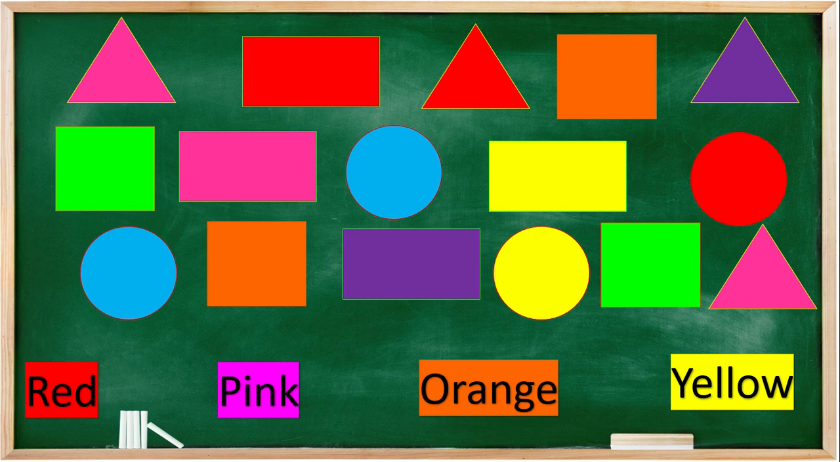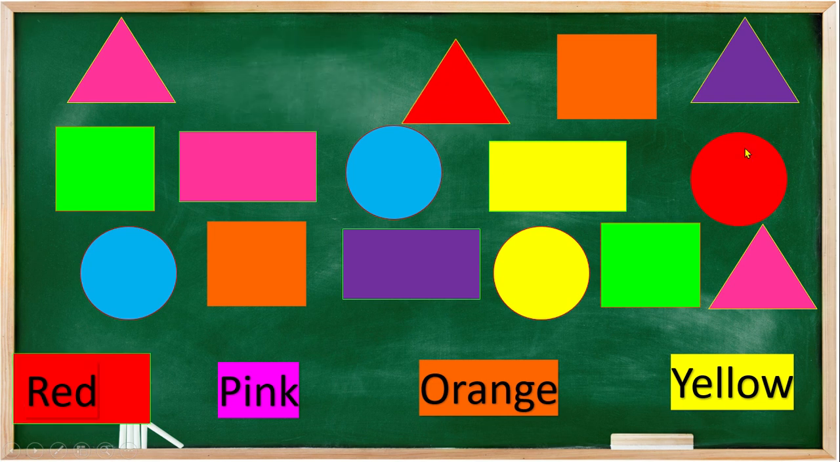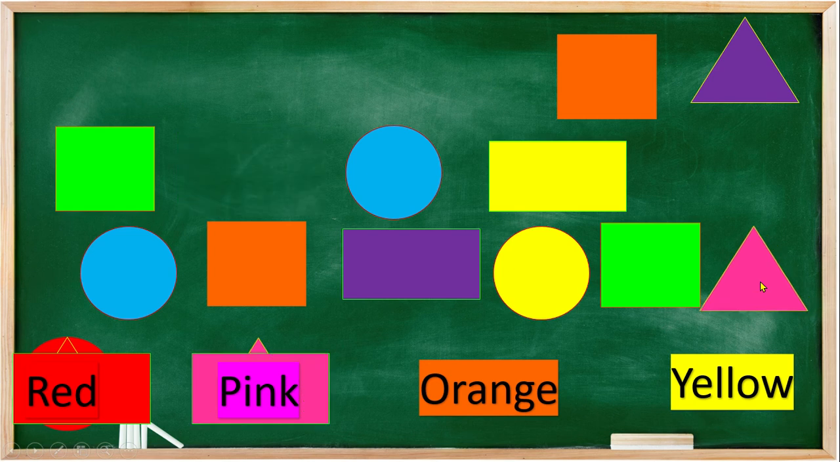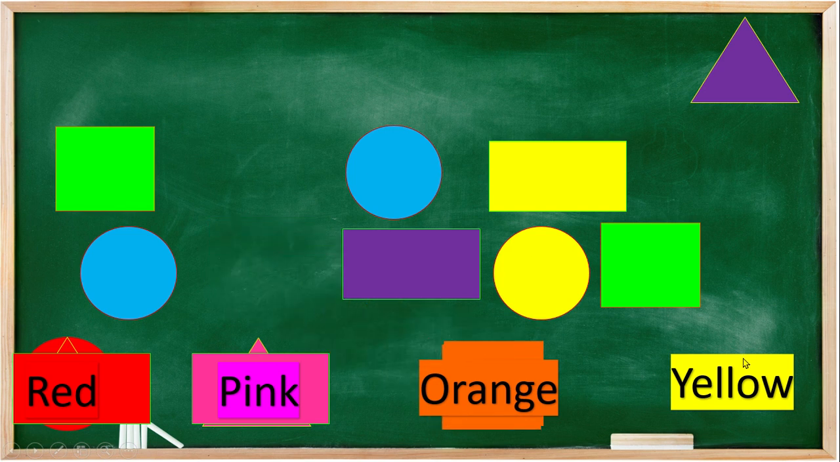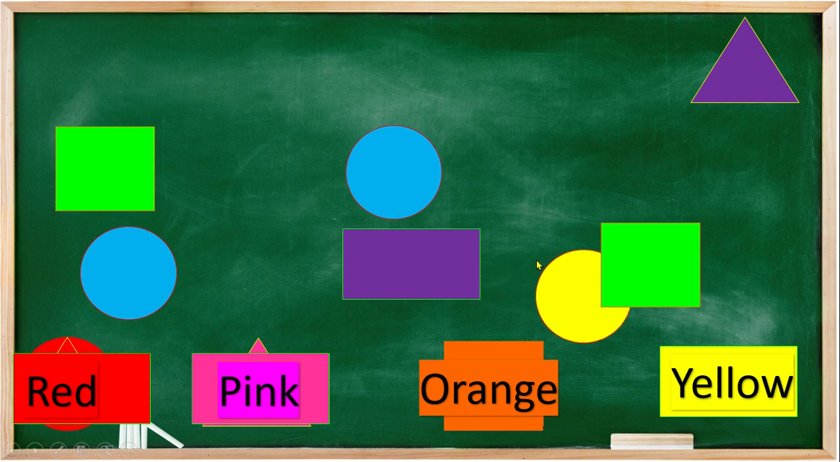Now we have to organize our shapes according to their color. So first let's look for all the red shapes. I see a red rectangle, a red triangle and a red circle. Now we have to look for pink shapes. I see a pink triangle, a pink rectangle and a pink triangle again. Let's put them in the boxes. For orange, I see one orange square and another orange square. Let's look for yellow, one yellow rectangle and one yellow circle. See, that was fairly easy, wasn't it?